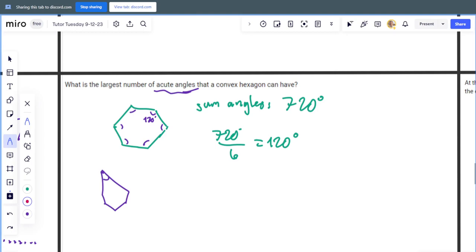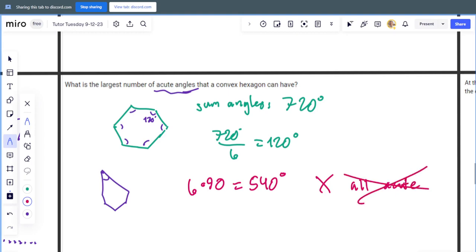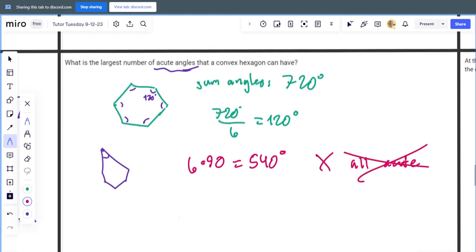But we can start to rule this down. We know that if every angle was acute, it would have to be less than 90 degrees. And 6 times 90 is 540. So definitely we cannot have all acute angles. And even from my drawing, you can see that. Can't have 6. We know we could have at least 1 just from my drawing. But we can do better than that.